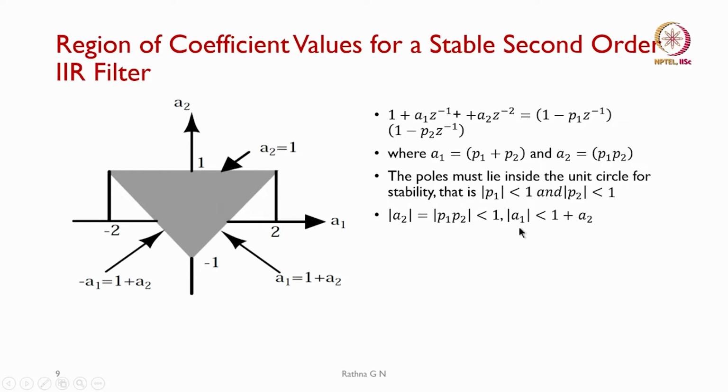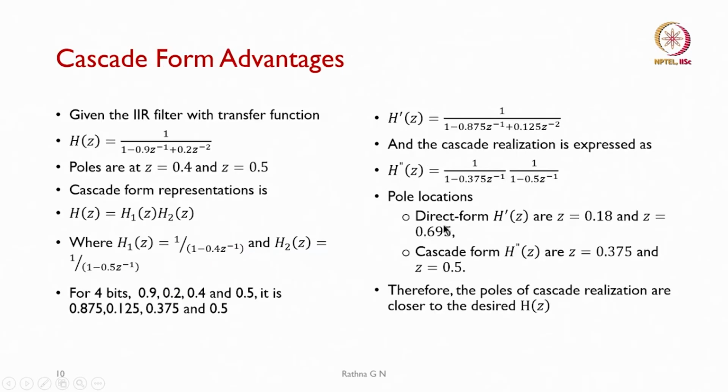So, A1, as you can see, is 1 plus A2. So its magnitude can go up to 2. That is what we get from this triangle. This is how it has been plotted. So, coming to the advantages of the cascade section, we will see with an example here.